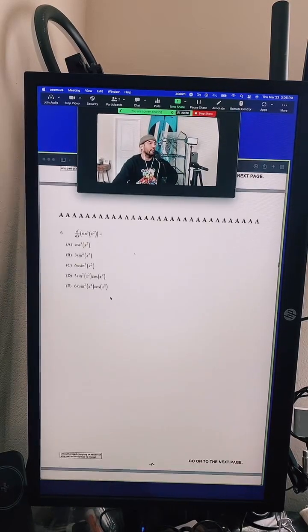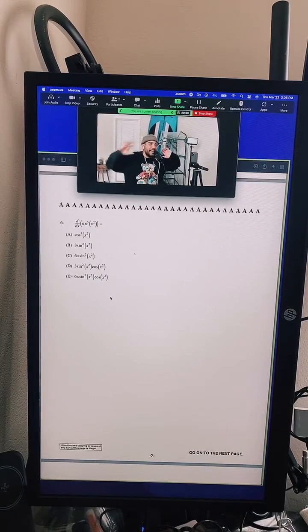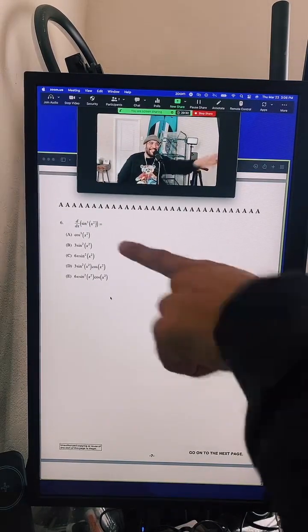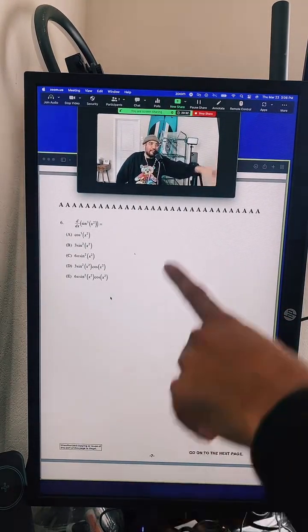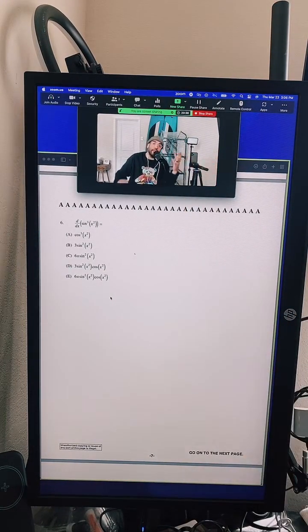Let's go ahead and go to number 6. Simple derivative. Oh, I'm getting so excited for this one because it's sine to the power of 3, or sine cubed of x squared. This is where a lot of people make mistakes, especially when you're on a time crunch and you're nervous. Slow it down. Be careful with this one.